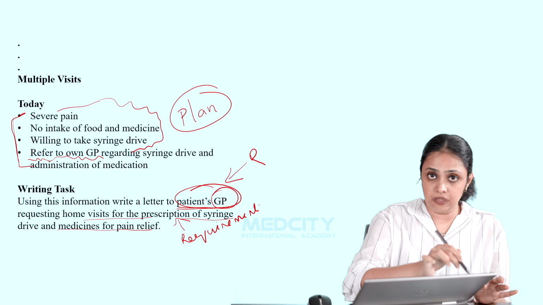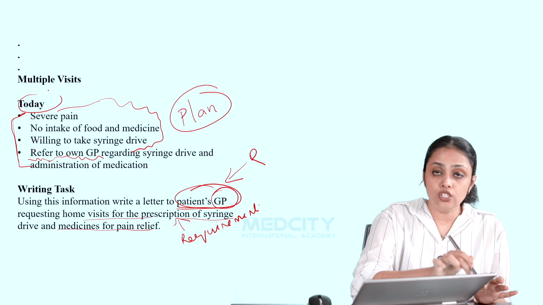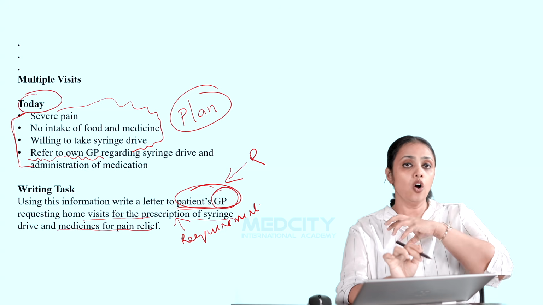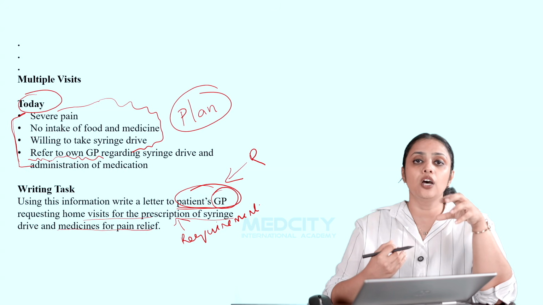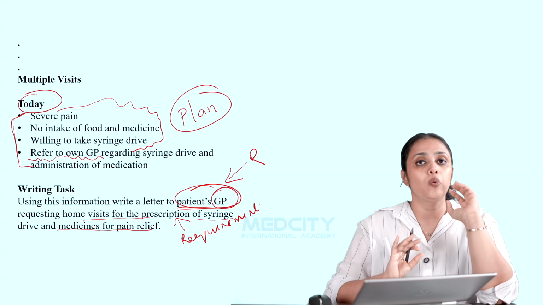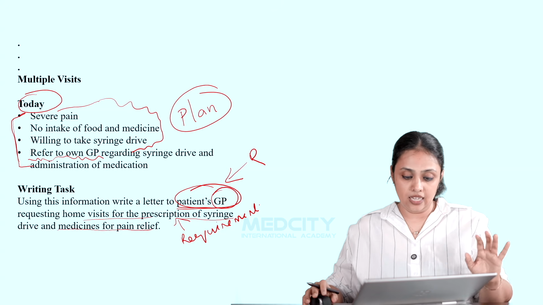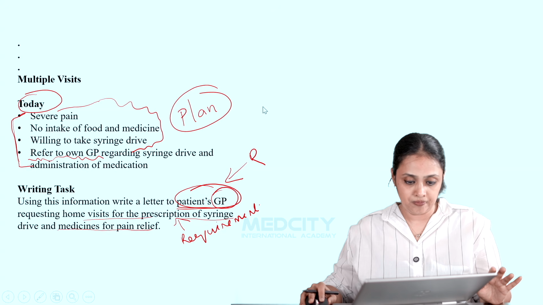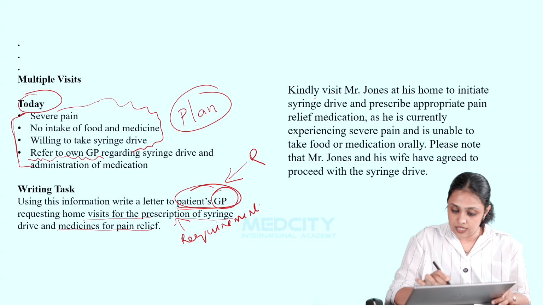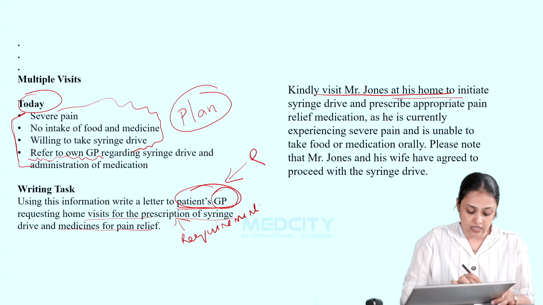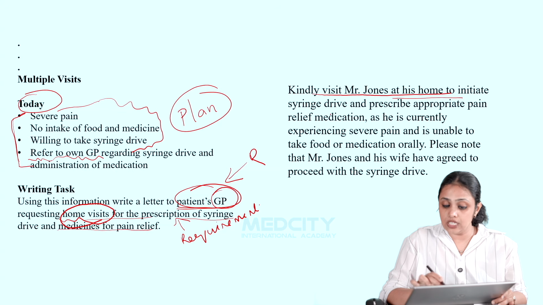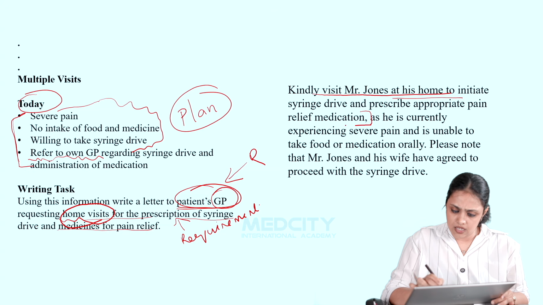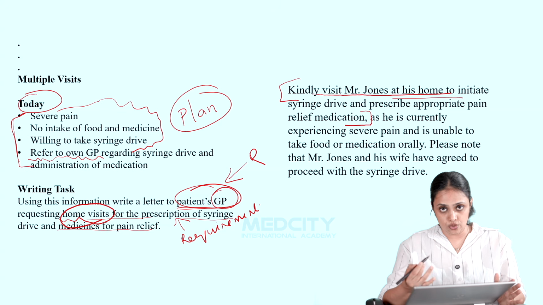Now about this, there are multiple visits, and finally they are talking about today's visit. So in such a case, what I say is that all the multiple visits you can group and put in one paragraph, and today's visit you can bring down to the recommendation paragraph and state the requirement along with that. Let's see, I'll show you the sample, then you'll have better understanding. How did it start off? Kindly visit Mr. Jones at his home, because in the writing task it is mentioned home visits. So kindly visit Mr. Jones at his home to initiate syringe drive and prescribe appropriate pain relief medication. So that is the actual thing which the reader needs to do.